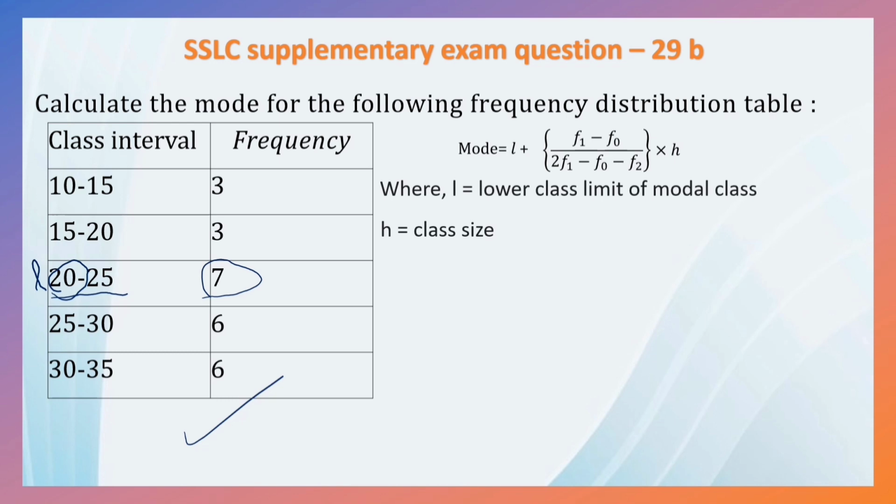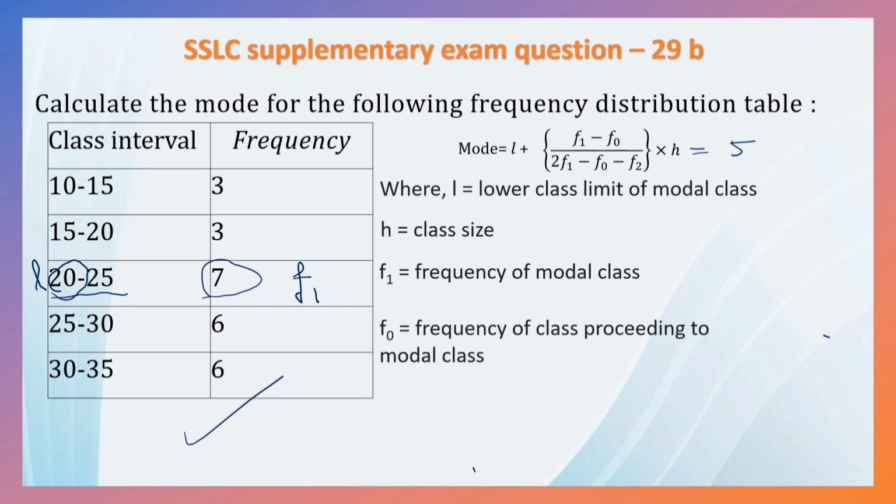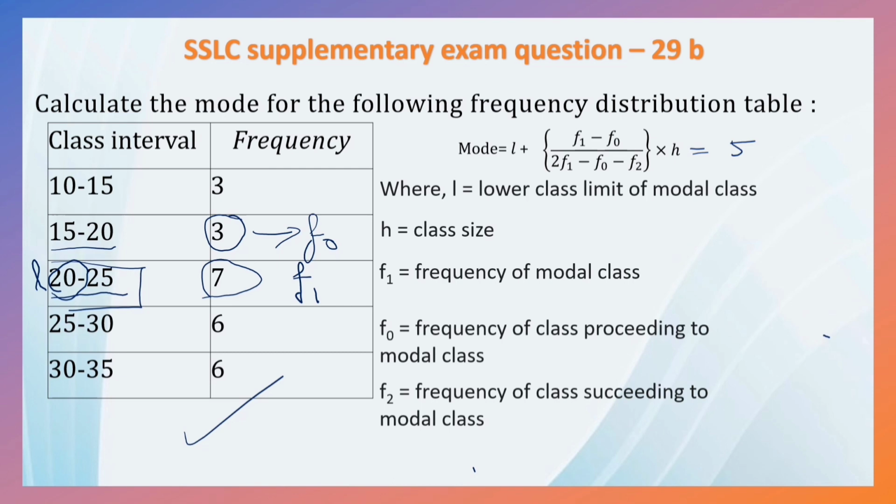H is the class size. We know it is 25 minus 20, that is 5. H is 5 here. Then F1, frequency of the modal class. So F1 is 7. Now F0, frequency of the class preceding the modal class. The class preceding the modal class is 15 to 20. 3 is the frequency of the class preceding the modal class. So F0 is 3. Now F2, frequency of the class succeeding the modal class. The class succeeding the modal class is 25 to 30. Its frequency is 6. So F2 is 6.